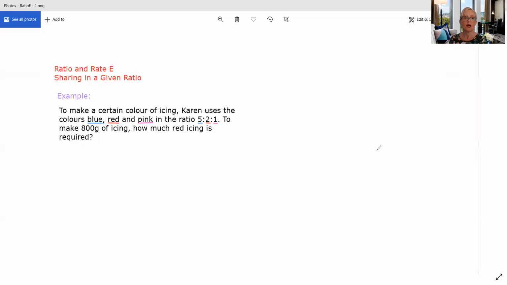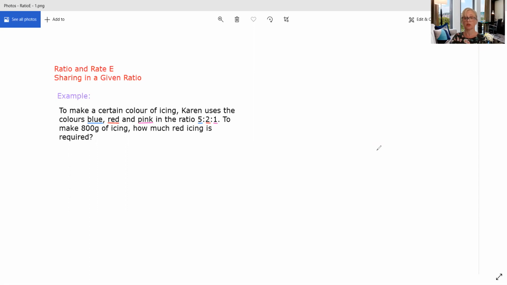I now want to teach you how to share in a given ratio. In everyday life, things are not always shared equally. Examples of that are many. If you're making up cement, you're not going to put in equal quantities of each component.